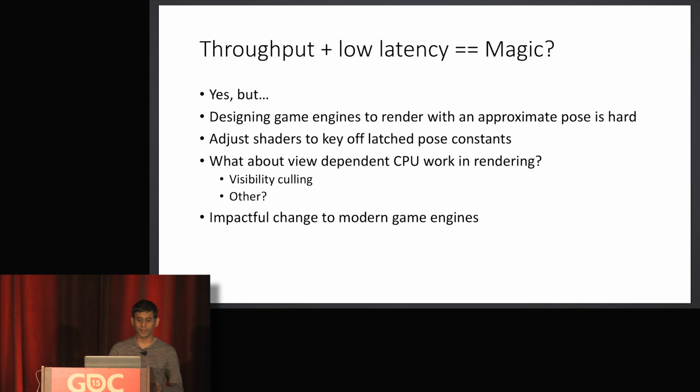We also need to deal with any view-dependent CPU work that happens in rendering. For example, many engines do very tight visibility culling. And if you change the view after the fact, if the camera changes position and orientation slightly, then you will see artifacts because you may be seeing things that were culled. And there may be other CPU view-dependent processing that happens in modern game engines that need to be accounted for.